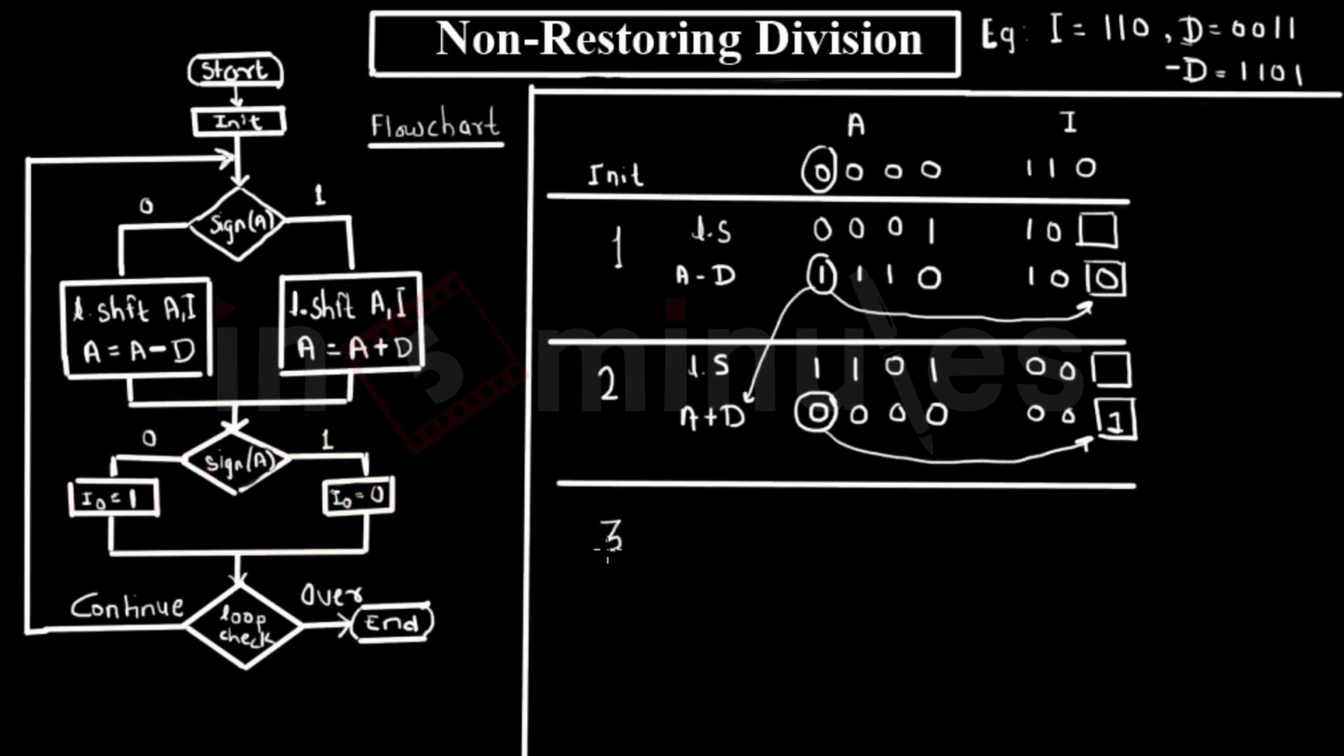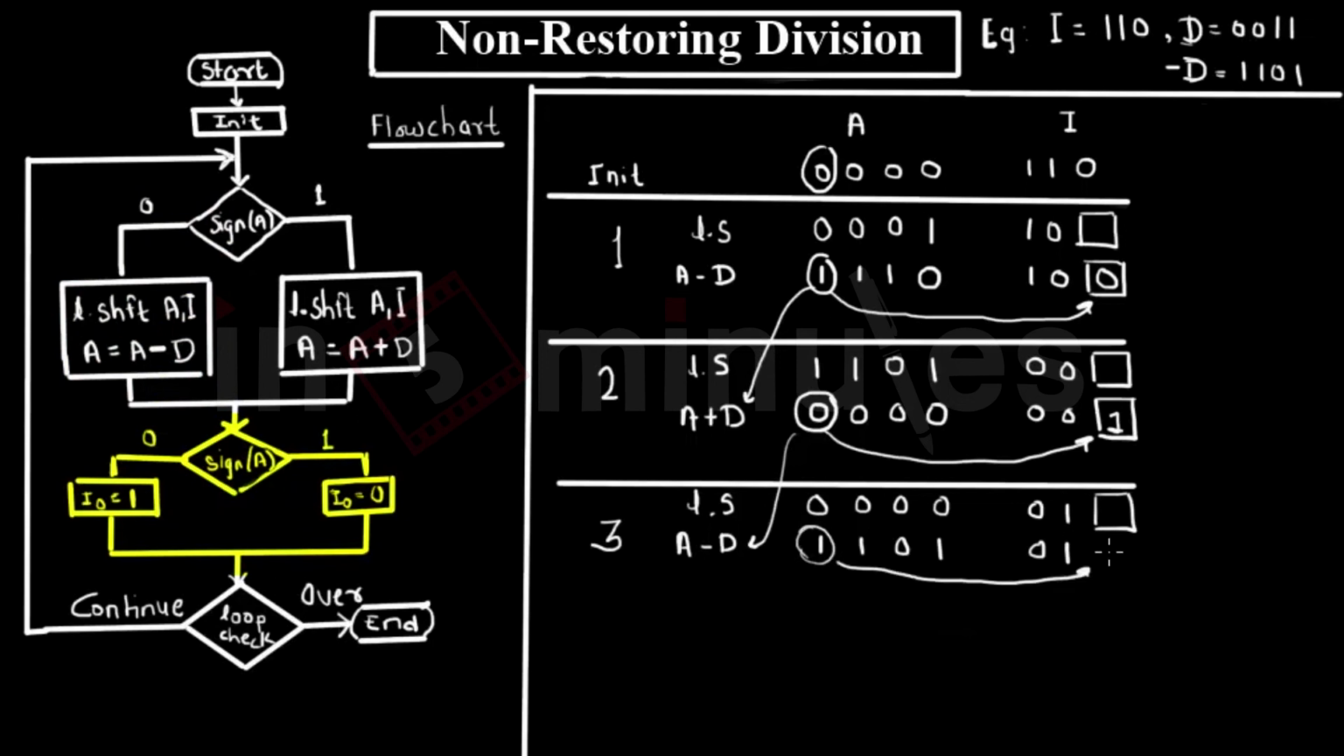For third iteration, check the sign of A again, it's 0. Perform the left shift. Now perform A minus D because the sign was 0. So when we perform A minus D, we get 1, 1, 0, 1, 0, 1. The sign of A again here, it is 1. That's why we get 0 here. So the iterations are complete now.